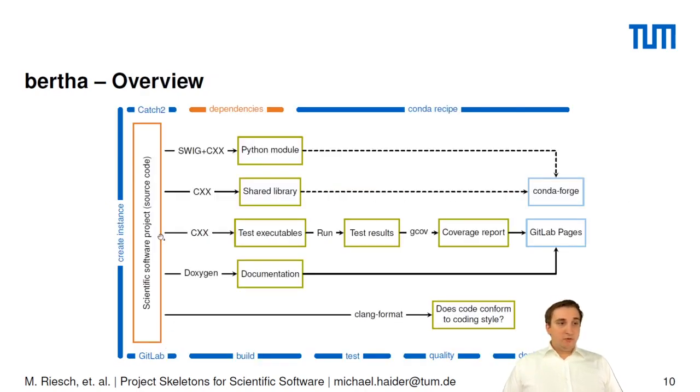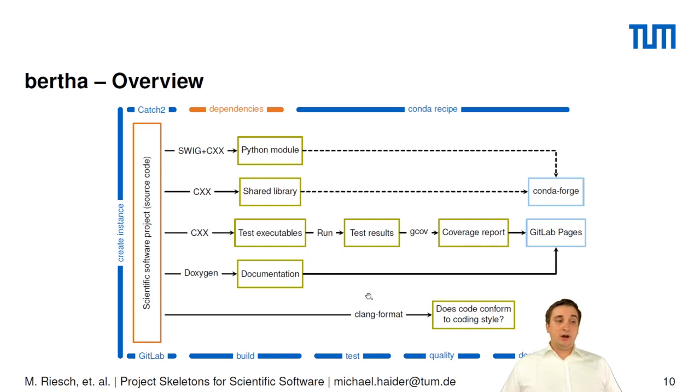Here you see the overview of how a project in Berta is built and created. So here you have your source code, your unit test framework hosted on some GitLab, for example. Then you have the build step, which is automated using CMake, creating, using SWIG, a Python module and shared libraries. You can run unit tests and create a code coverage report. Documentation is also automatically built.